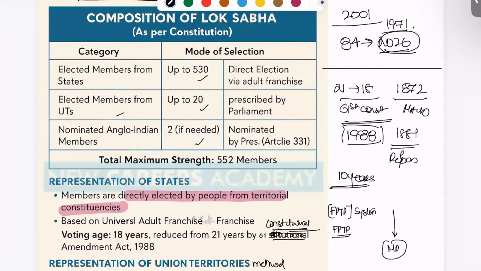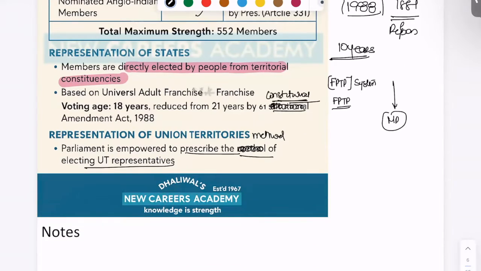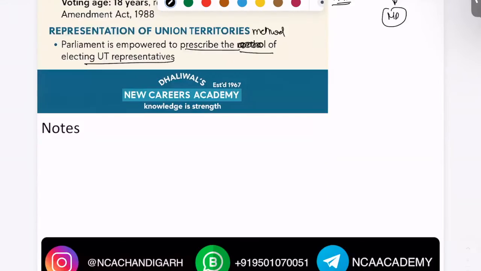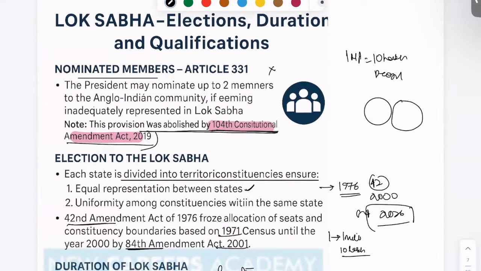First of all, which act has stopped the 2 seats reservation? Article 331 has been stopped. Secondly, we came to know what the voting age is now: 18. It was by the 61st constitutional amendment, and representation of UPs. Is it clear or not? Article 331 was abolished by which amendment? The 104th constitutional amendment.